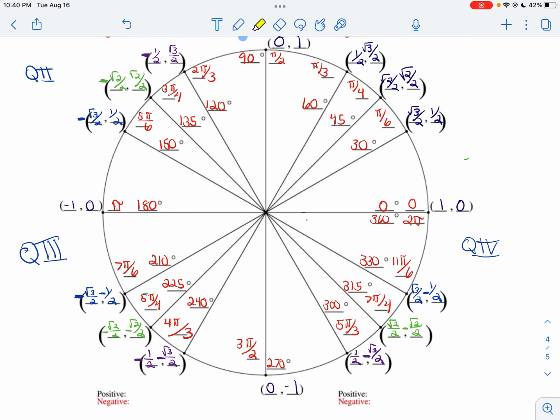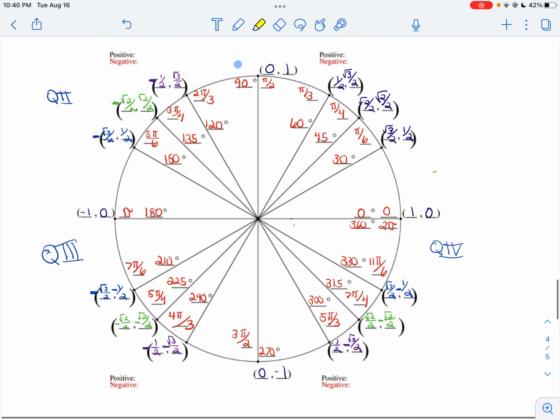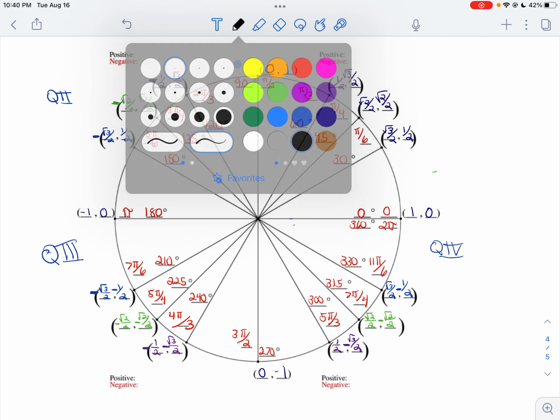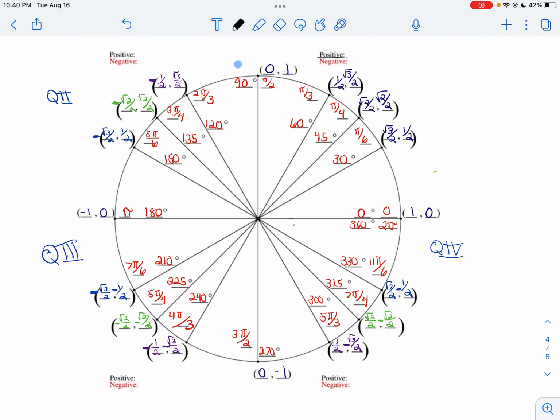Now, that's actually how this unit circle was developed. This is the unit circle. You're going to need to memorize this. In addition to memorizing this information, something else you'll need to know is which trig functions are positive and which trig functions are negative in each of these quadrants.